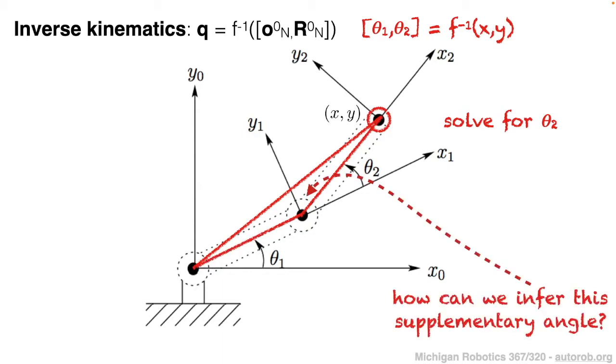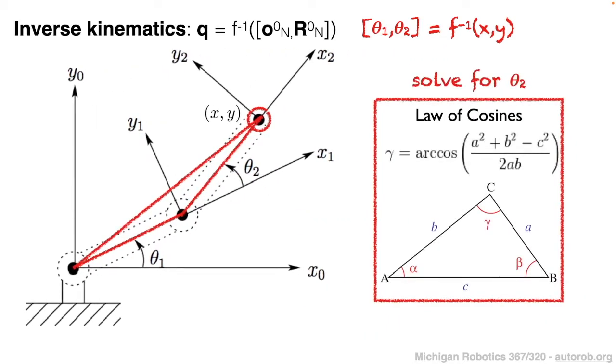The first thing we can observe is that we can describe theta 2 with respect to its supplementary angle, as defined by this x1 axis. While it's not obvious at first how to calculate theta 2 given this x-coordinate and y-coordinate, let's incorporate some additional information by relating theta 2 to this supplementary angle, which is defined according to the axis of x1. Once we define this supplementary angle, we can use the law of cosines to calculate it.